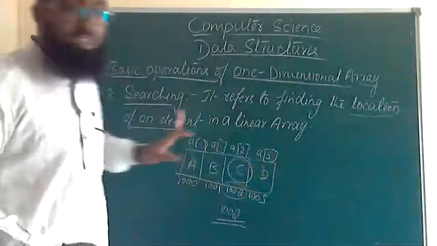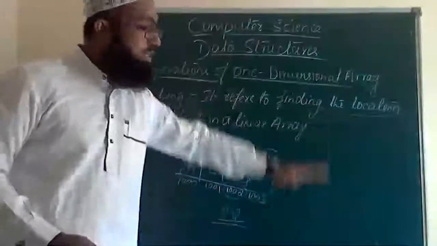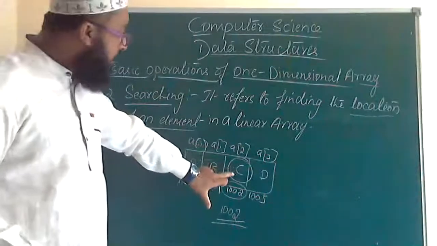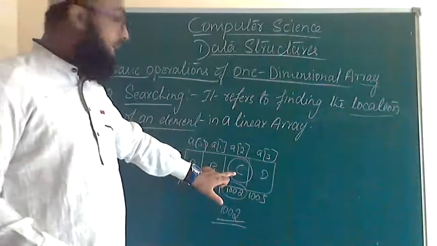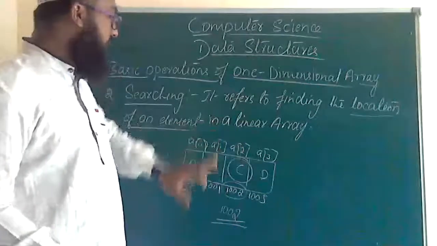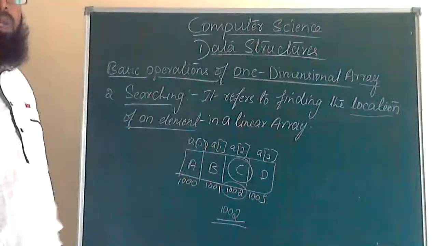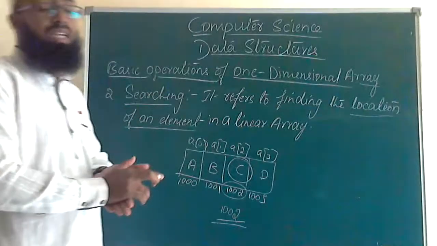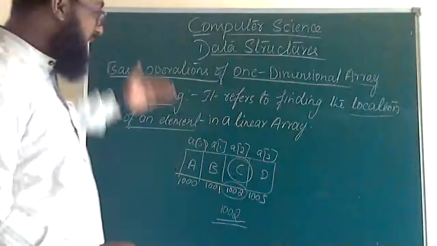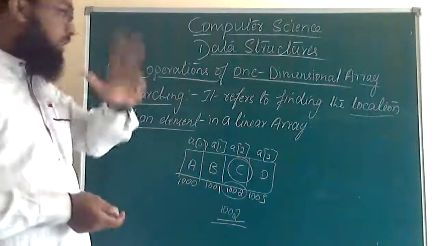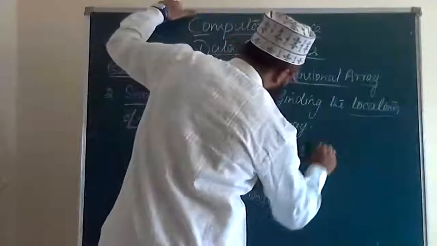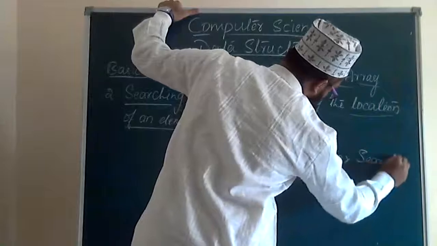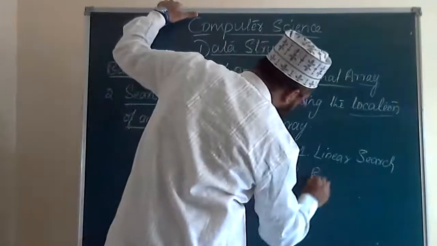Linear array means one-dimensional array. It may be a single row or a single column. In this type of array, if you want to find the location of any element, at that time we will use the operation searching. In searching, there are many methods and algorithms. But basically, in your syllabus, we are going to discuss two types of searching. One is linear search, and the second one is binary search.